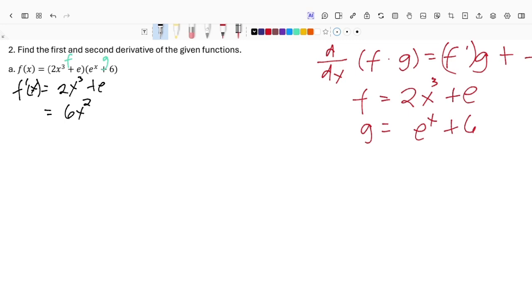And for our g, the derivative of our g, e^x plus 6, we have e^x. The derivative of e^x is e^x itself, and 6 is a constant, so this is equal to 0.